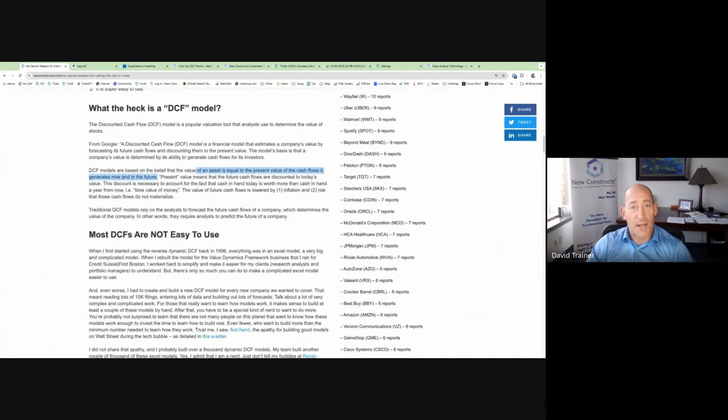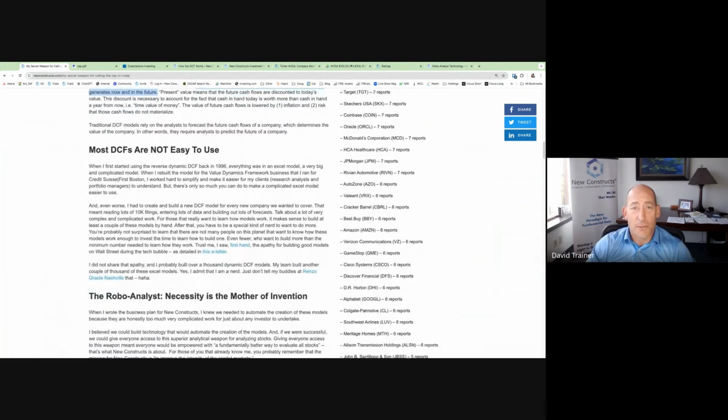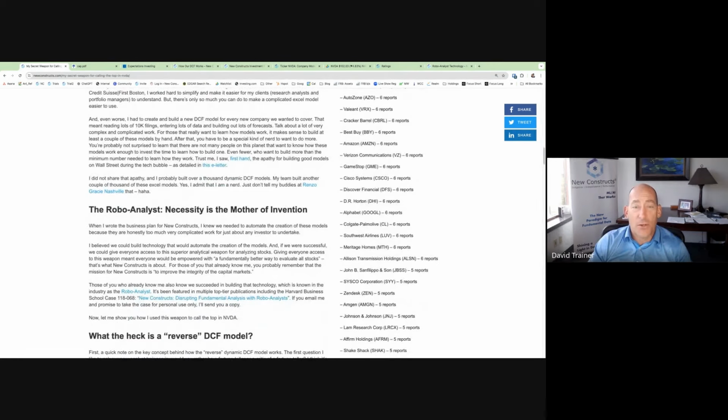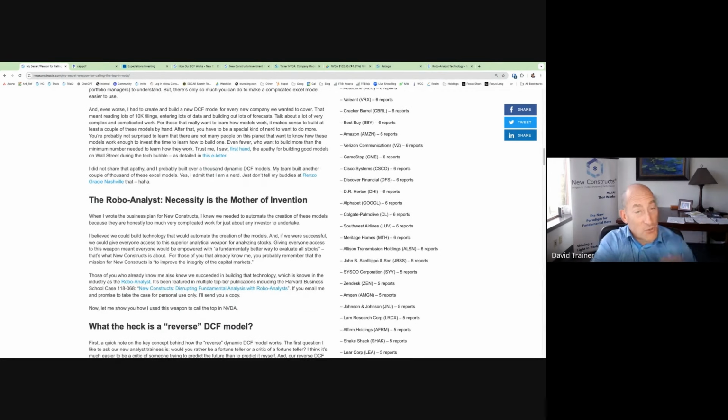Now, the problem with discounted cash flow models is that they're really hard to use. They're hard to build. They're hard to understand. Some people have never heard of them. Well, when I started New Constructs, the first thing I did was build technology to make that easy. That's a big part of what New Constructs robo-analyst technology is all about. That's to empower the everyday investor with the tools they need to make more informed decisions. Part of that's a truer measure of profits, which we've proven to provide. But a big part of it also is this reverse discounted cash flow modeling system.